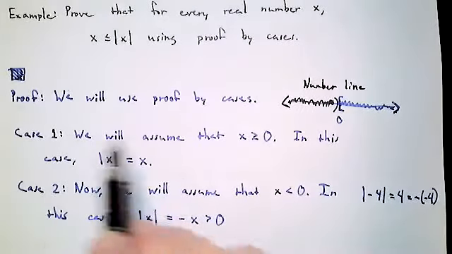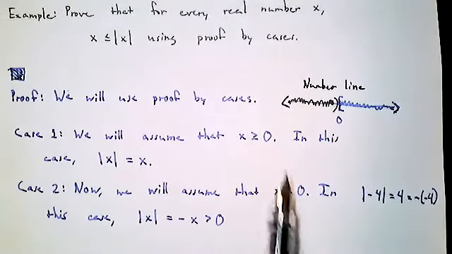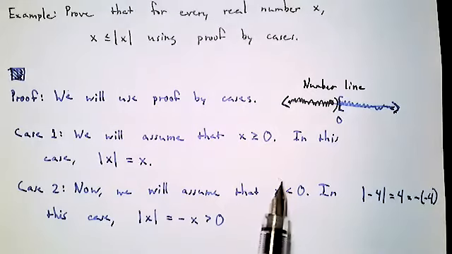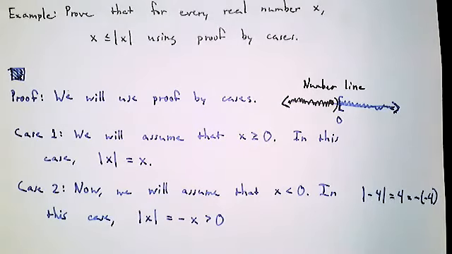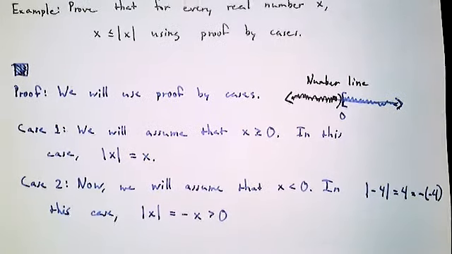And the order of your assumptions doesn't really matter. We could have started with the negative numbers and then done the rest of them, the ones that are greater than or equal to 0. As long as you have both cases, it's fine.